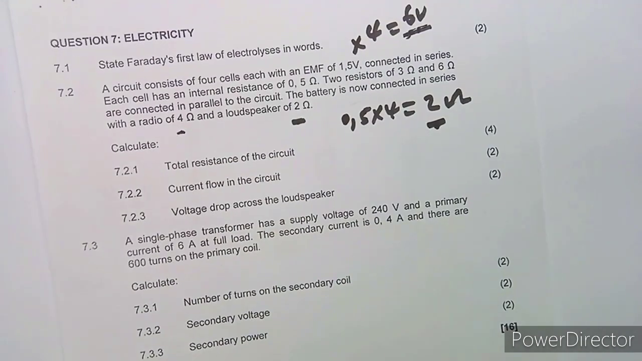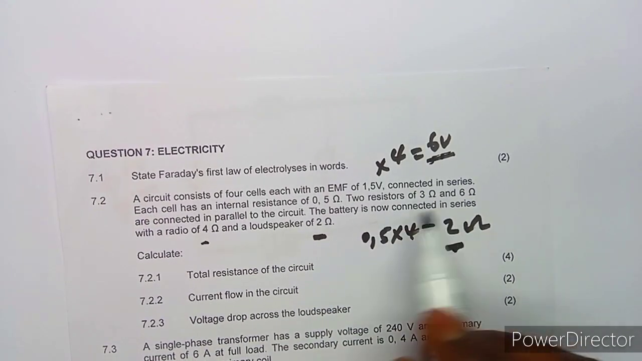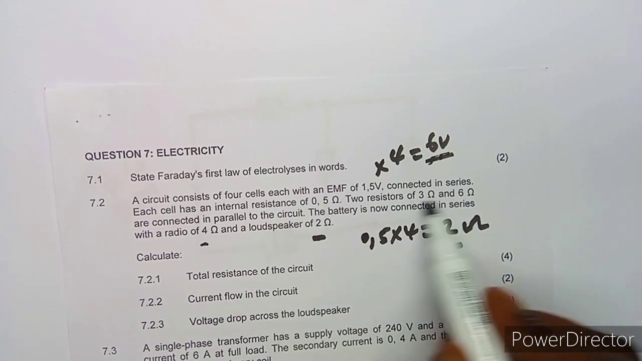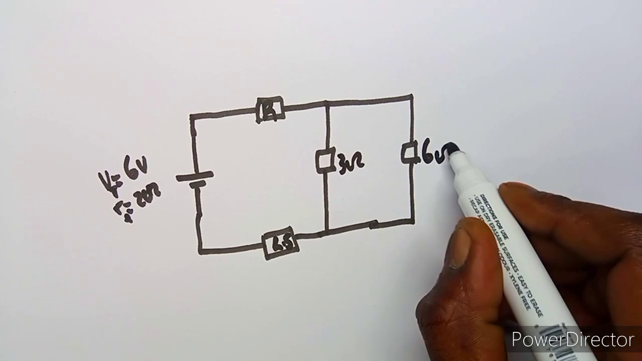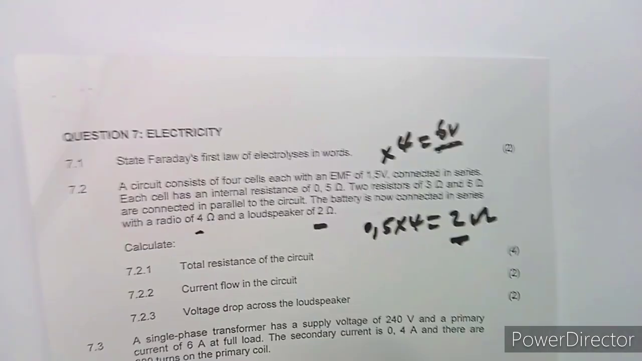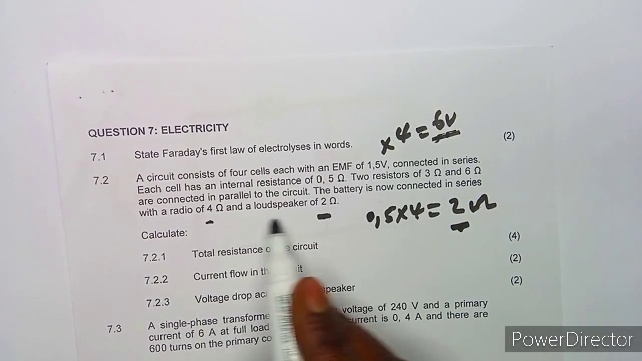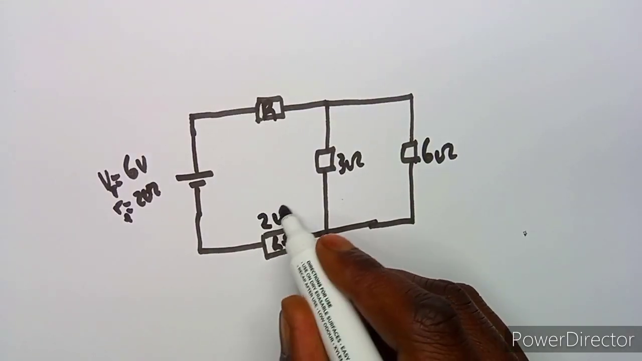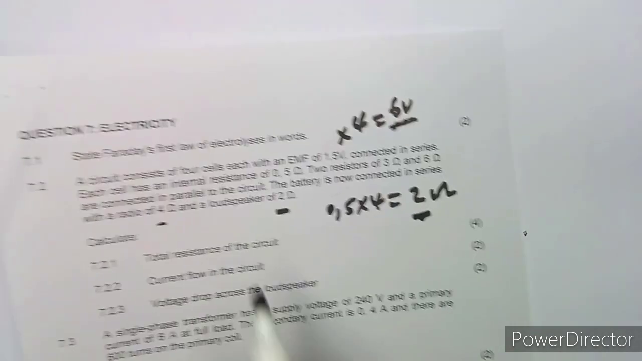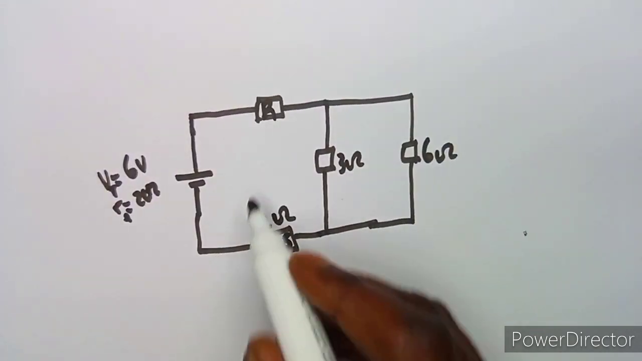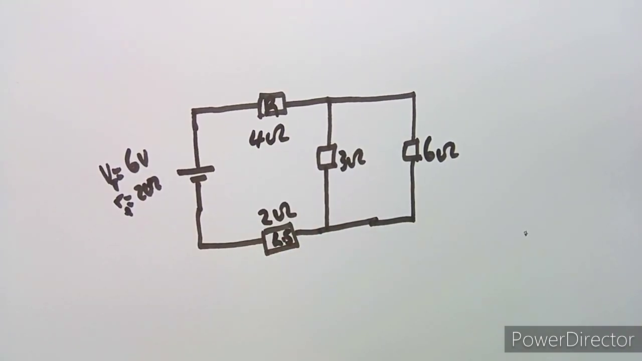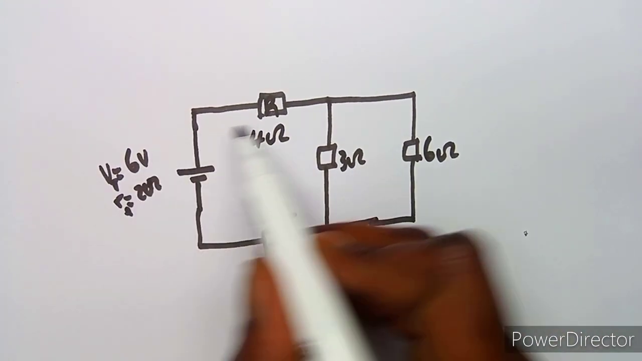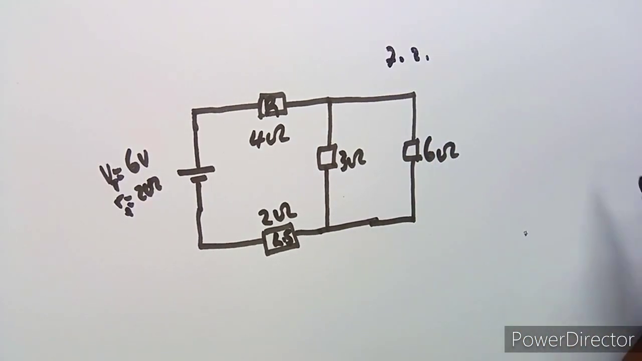All right, so the two resistors which are in parallel are 3 and 6. We've got 3 ohms, 6 ohms. Then the radio we are given is 4 ohms. The loudspeaker is 2 ohms. All right, so that's how your circuit can be generally presented, based on the information that you are given.